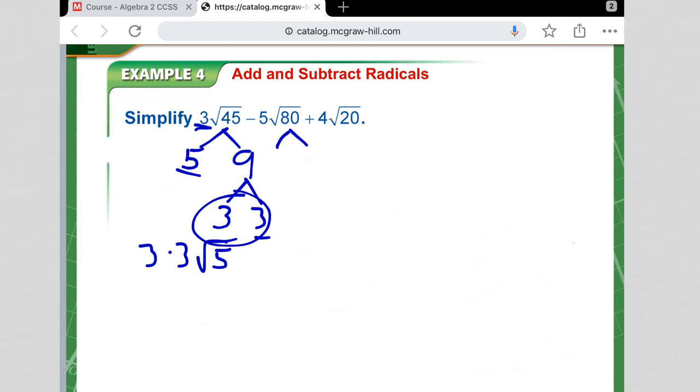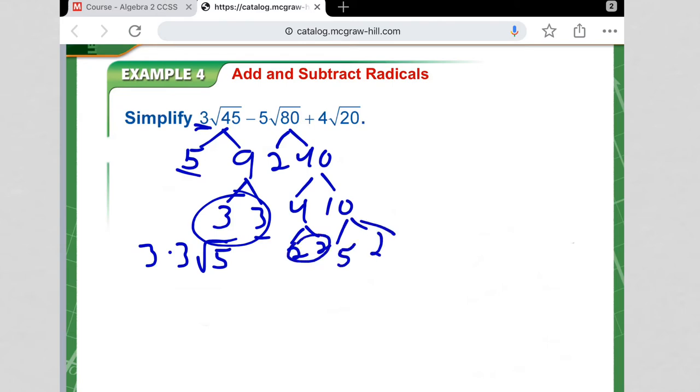Square root of 80. Well, I know that would be a 2 and a 40, which then gives me a 4 and a 10. The 4 breaks down into 2 and 2, and the 10 breaks down into 5 and 2. So it looks like I have a pair of 2's and another pair of 2's up here with a 5 left over. That's going to be minus the 5 from the original problem times the 2 times 2 that comes out, because the 2 pairs of 2 would give us 4, and a square root of 5. Now let's go to the third one.